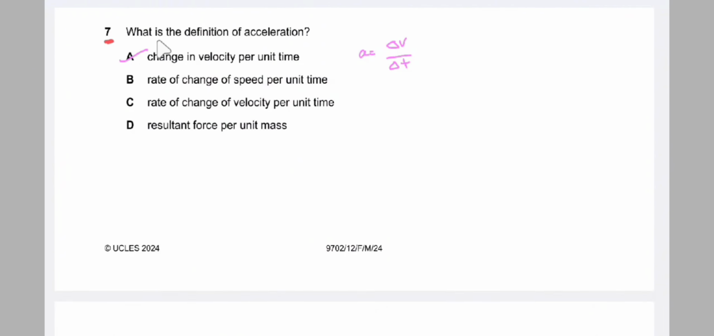Question number 7. What is the definition of acceleration? Acceleration is the rate of change in velocity, or the change in velocity per unit time. The rate of change in velocity alone is not per unit time, it is just the rate of change in velocity. So acceleration would be the rate of change in velocity or the change in velocity per unit time. So the answer is A.